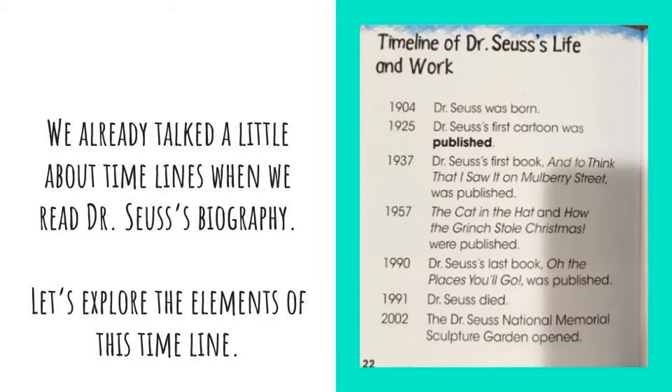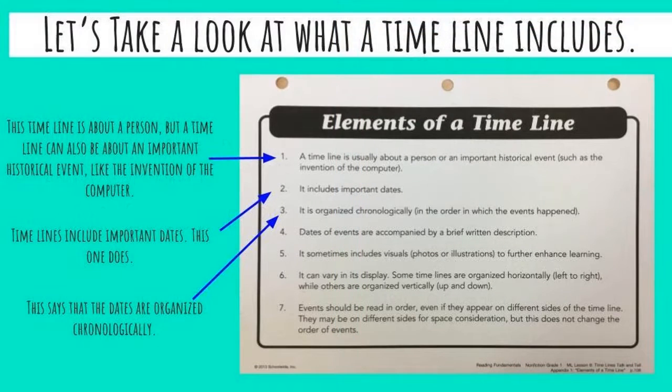So if we look at the picture on the right, this is a timeline that is found at the back of the book, and it's titled Timeline of Dr. Seuss's Life and Work. So let's take a look at what a timeline includes. So here we have an anchor chart of elements of a timeline. Number 1, timelines are usually about a person or an important historical event, such as the invention of the computer.